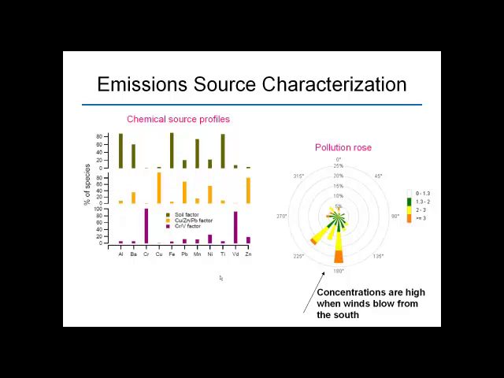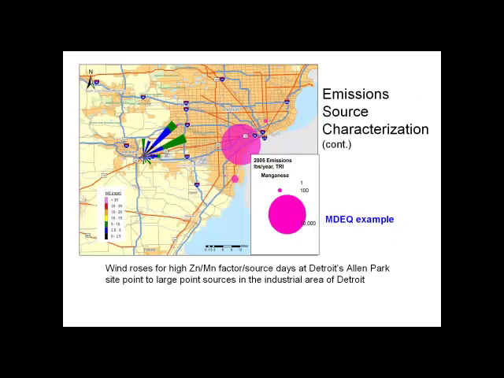Additionally, you could do trajectory analyses. This is another way of using a wind rose where you basically plot your emission sources on a map, and then you show where your monitoring site is, and you show that when the winds are blowing from a certain direction, you get higher concentrations than average from that specific direction. And this is an example from Detroit showing that a specific industrial area with manganese emissions is in fact impacting a site downwind.